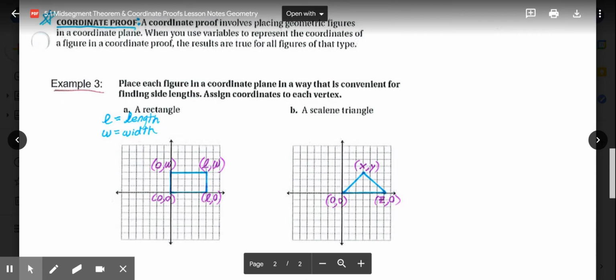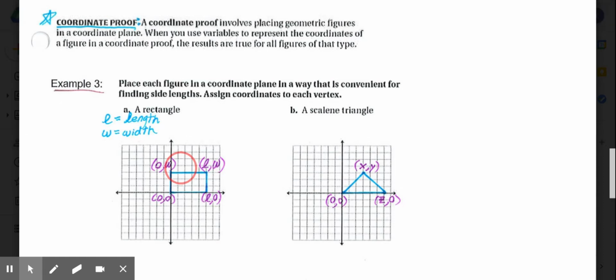So the first thing they want us to do, place a figure in a coordinate plane in a way that it's convenient for finding side lengths. Assign coordinates to each vertex. What makes it easy to find a side length of a rectangle is to make sure your 4 points are on whole numbers, or points where the X and Y values cross on your grid. So I don't want to put it midway in between two lines. And if possible, you always want to have a vertex at 0, 0 or the origin.